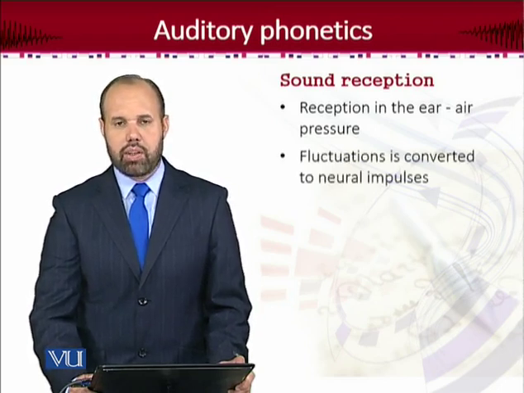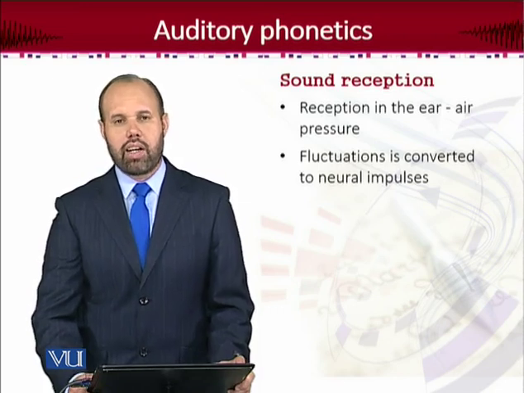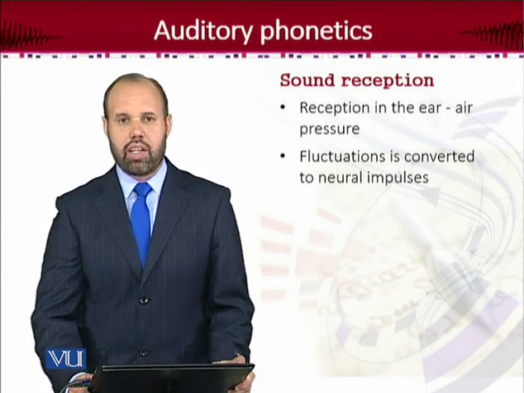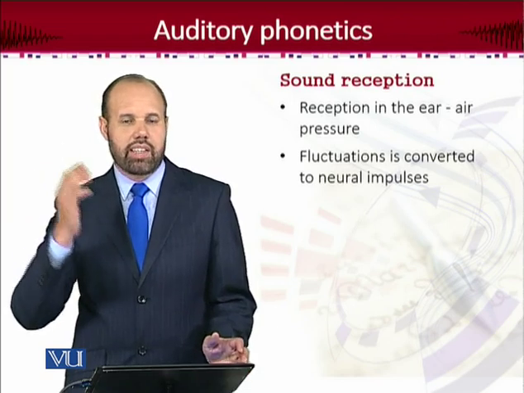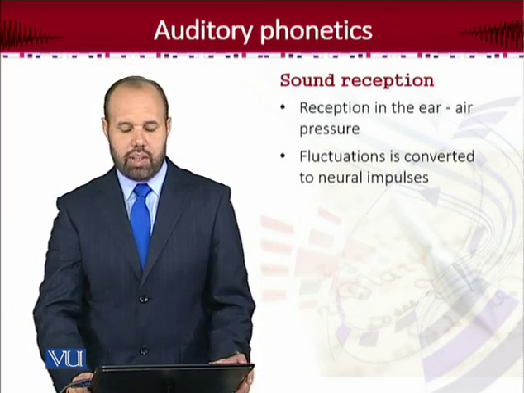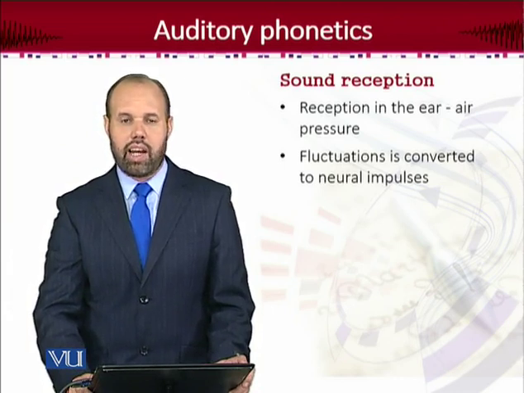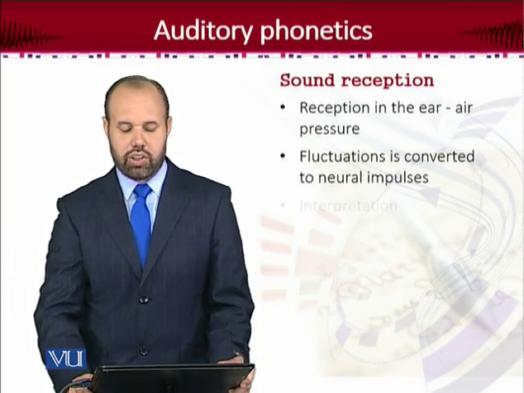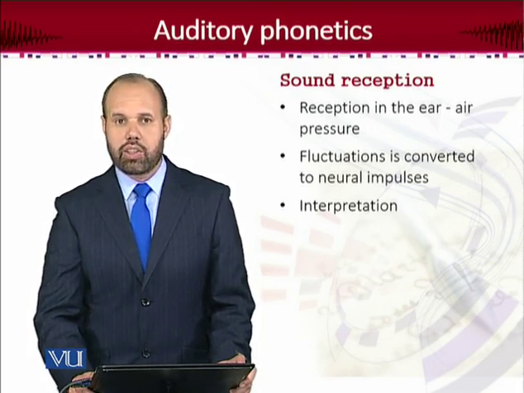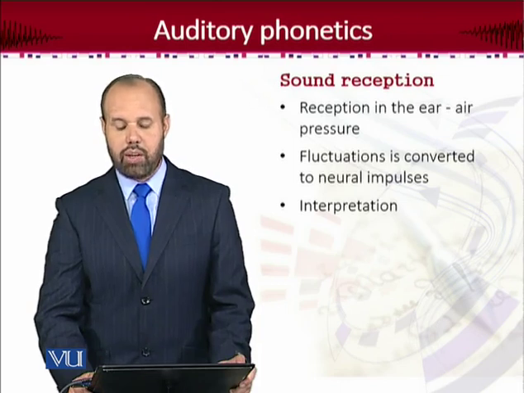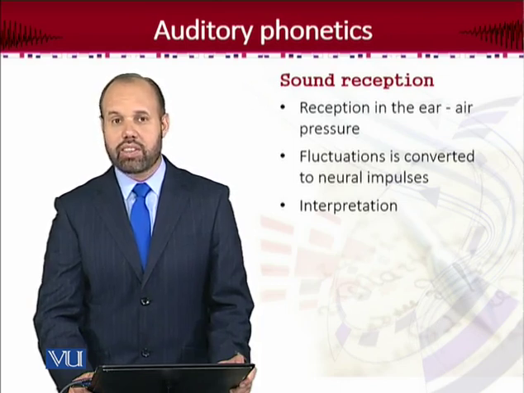This fluctuation, which is felt by the ear, is then converted into neural impulses, right? When the air pressure comes to your ear and you feel it, that feeling is converted to neural impulses. And those neural impulses send a message to the brain. And that's the process which is called interpretation. That signal, which was felt by the ear through the air pressure, is interpreted by those neural impulses through sensation. And the message is sent to the brain.